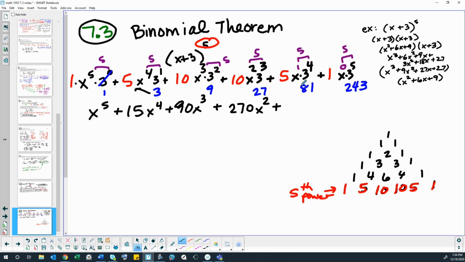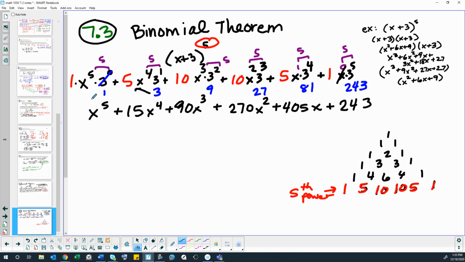x squared. Then we have 81 times 5 times x. So that will be, I think it's 405, because if it was 10, it would be 810. So half of that is 405. x, and then last we have 243 times 1, because technically that x to the 0 turns into 1. So 1 times 1 times 243.